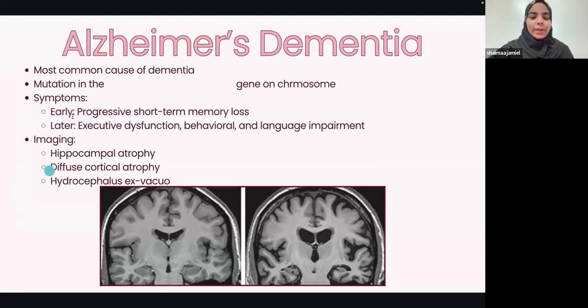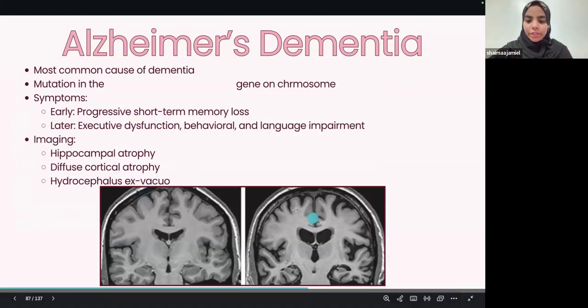Okay. So symptoms early on, they're going to have progressive short-term memory loss. And then eventually they're going to have executive dysfunction. They're not going to be able to do their activities of daily life. They're going to have visuospatial disorientation. They're going to get lost, and so on.